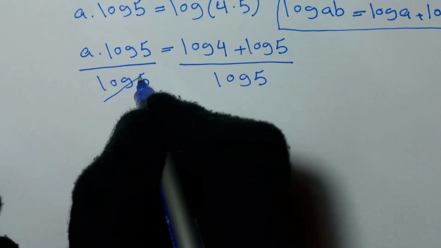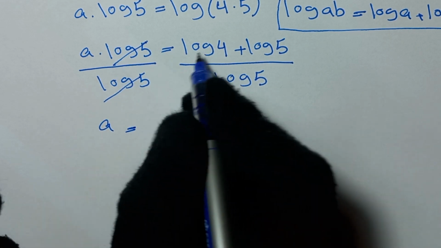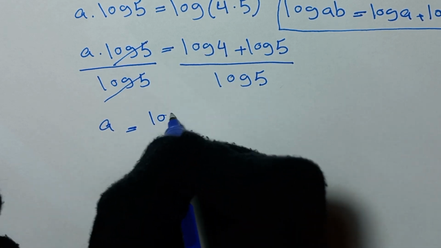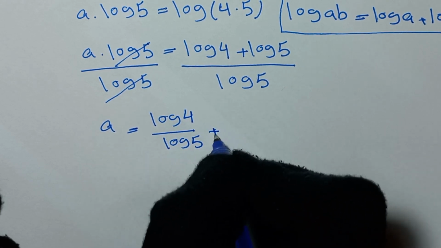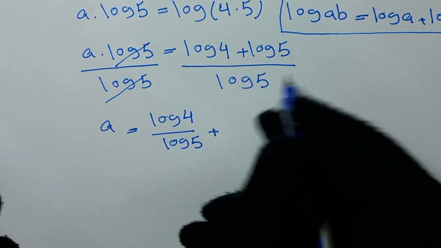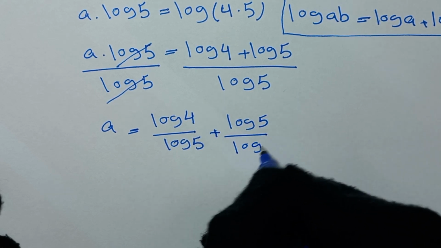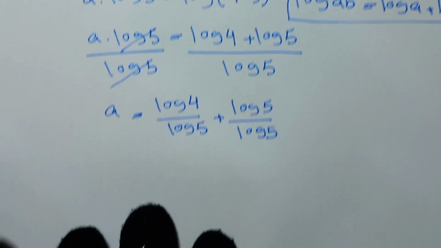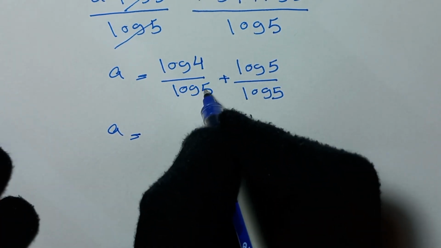Here, this will cancel this, and a is equal to log of 4 over log of 5 plus log of 5 over log of 5. Log of 5 over log of 5 is 1, right? So we write log of 5 over log of 5, and this is equal to 1. So a is equal to log of 4 over log of 5 plus 1.